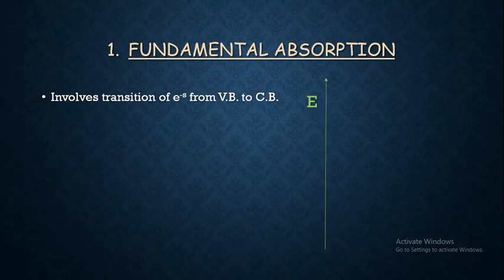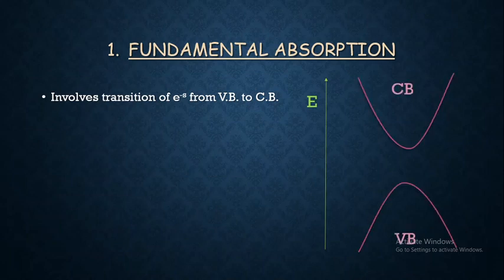If you consider the band diagram, it is nothing but an energy versus wave vector diagram. We have E equals h cross square k square divided by 2m star, which means that E is directly proportional to the square of the wave vector. That's why we have the parabolic nature of the electronic bands. At lower energy we have the valence band, which is an inverted parabola, and at higher energy we have the conduction band. We have already studied that the valence band consists of a number of electrons.